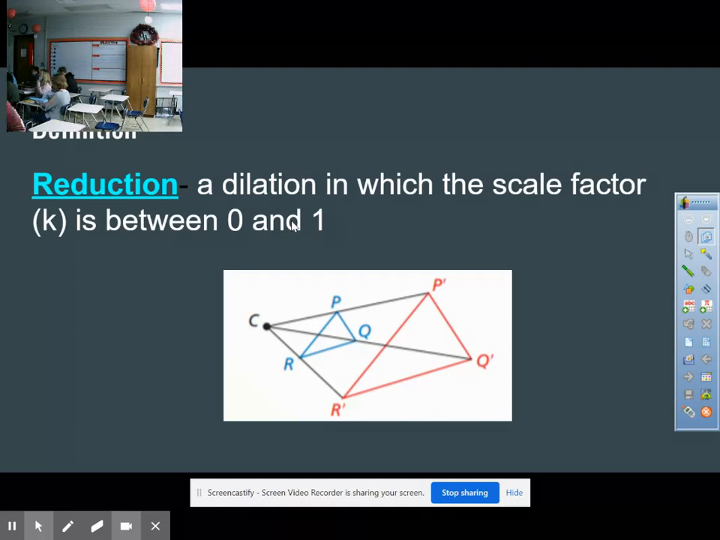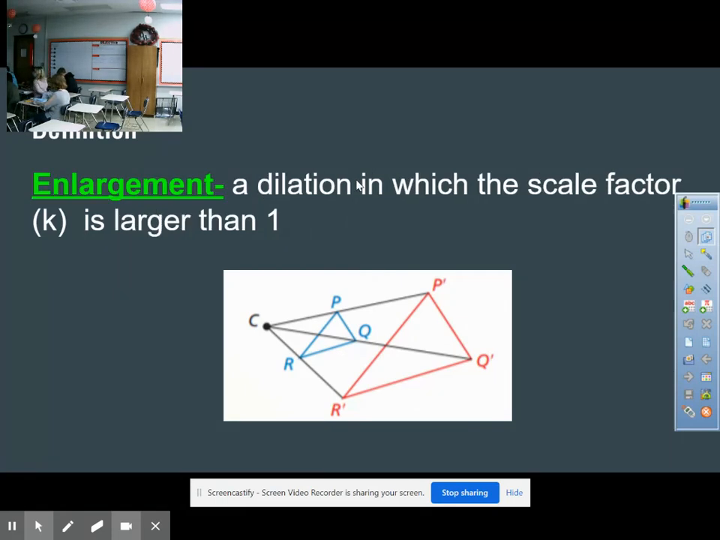All right, so that's a reduction. When it's between 0 and 1, the scale factor will be between 0 and 1. For an enlargement, the scale factor is going to be larger than 1. If you multiply by 2 or 3, or by 1.5, it gets bigger. If you multiply it by less than 1, it gets smaller.